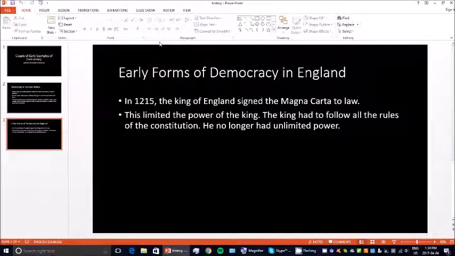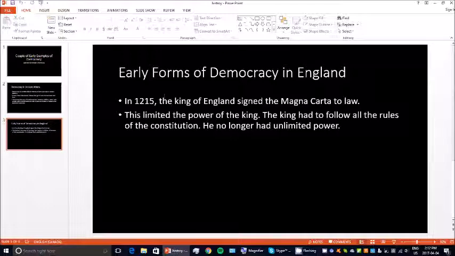Another example of early democracy was in 1215 when the king signed the Magna Carta. This essentially stopped the king from having unlimited powers. It limited his powers, and from that day forth, he had to follow the rules in the Constitution.